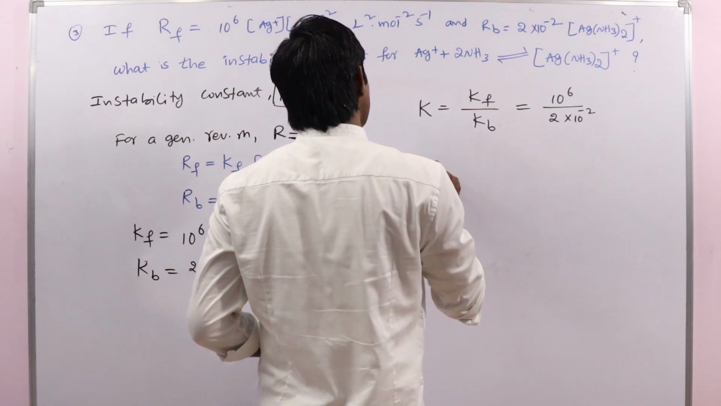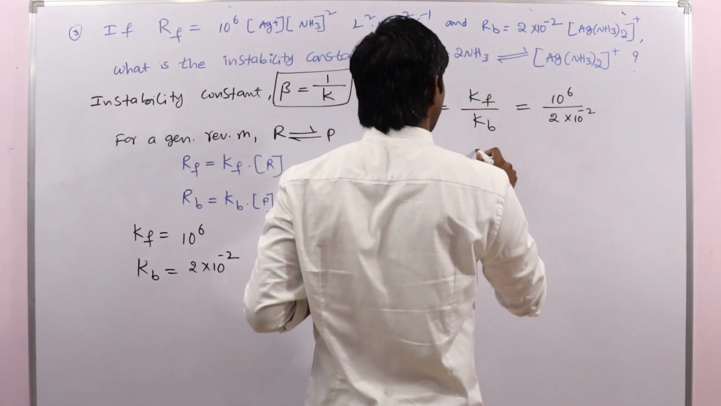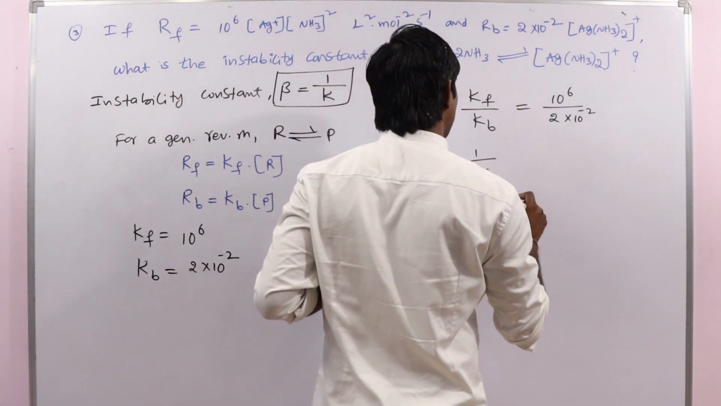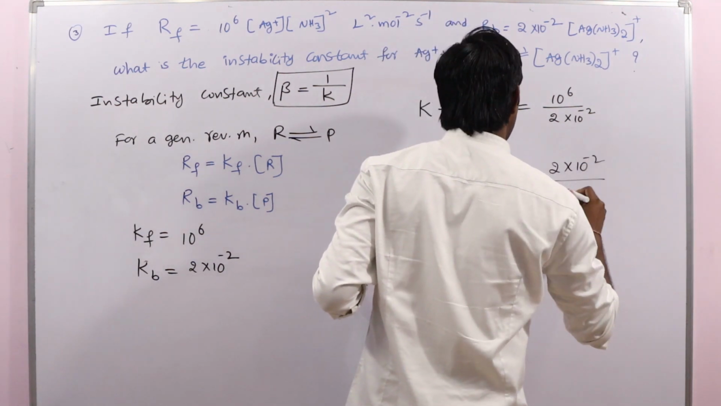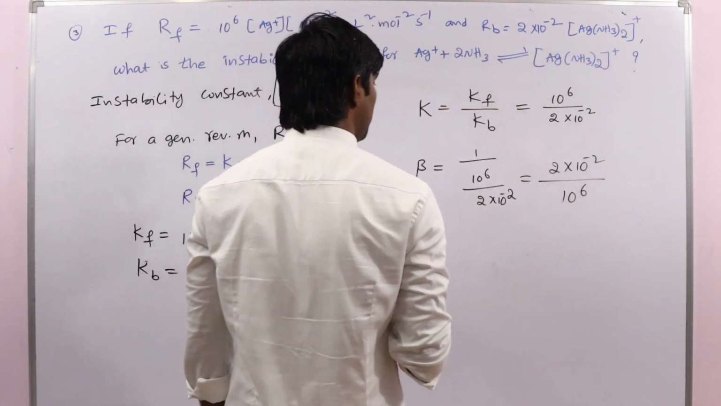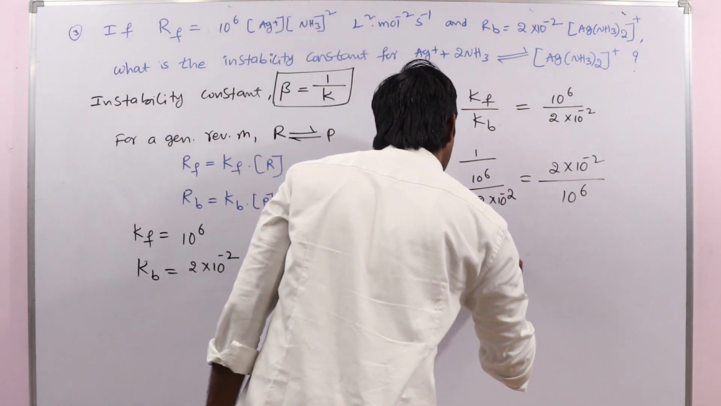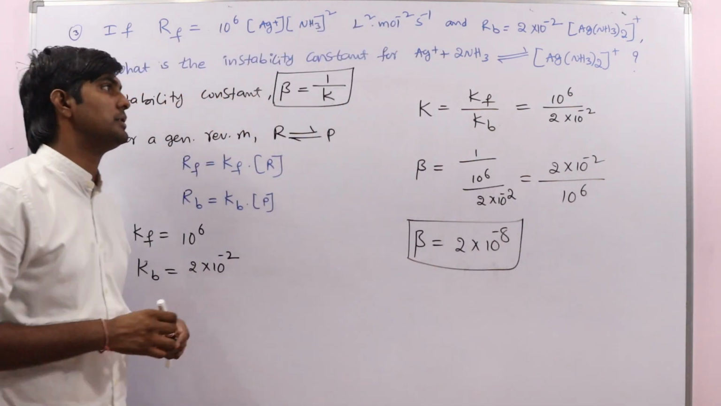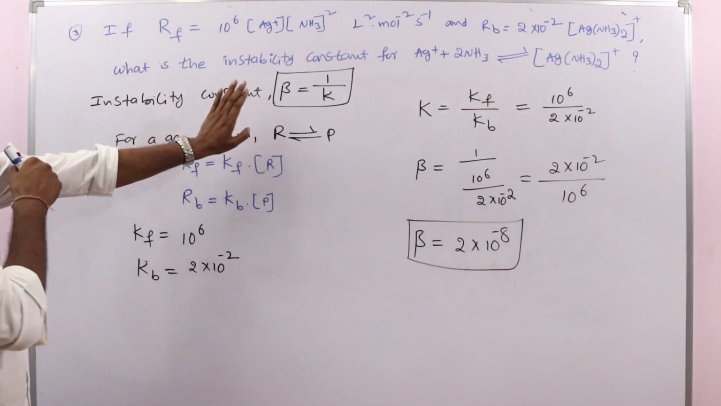Now, what is the instability constant? Beta equals 1 by K. So we get 1 by 10 power 6 by 2 into 10 power minus 2. This is equal to 2 into 10 power minus 2 by 10 power 6. If it goes into the numerator it becomes 10 power minus 6. So overall beta is equal to 2 into 10 power minus 8. This is the instability constant for this reaction. Clear? So this is a very important model.